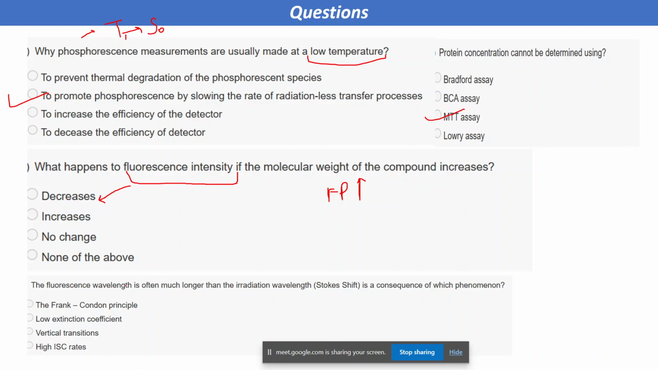The fluorescence wavelength is often much longer than the irradiation wavelength, as we have seen now. If the emission wavelength is longer than the absorption wavelength, it is a consequence of which phenomenon? Franck-Condon principle, low extinction, vertical transitions, or high intersystem crossing rates. What is the answer? Franck-Condon principle. Correct.